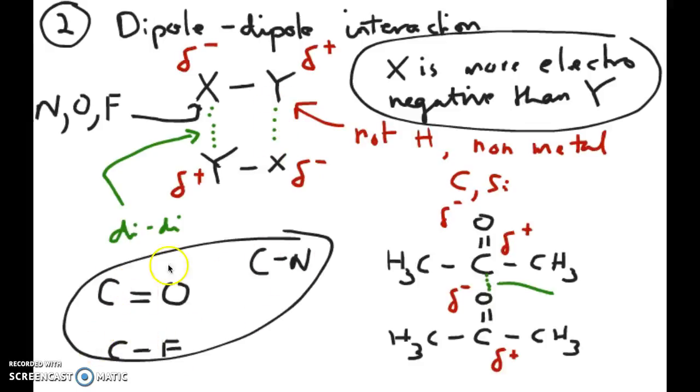Here are examples of groups that might generate dipole-dipole interaction: anytime you have a C-O bond, a C-N bond, or a C-F bond. The C here would be delta positive because all these O, F, and N are more electronegative than the C. As a result, if you have a molecule like acetone, where there's a C-O bond, that C on one acetone molecule can interact with the O on the other acetone molecule, making that dipole-dipole interaction, which is highlighted in green.